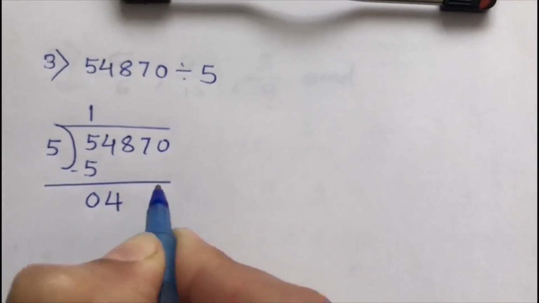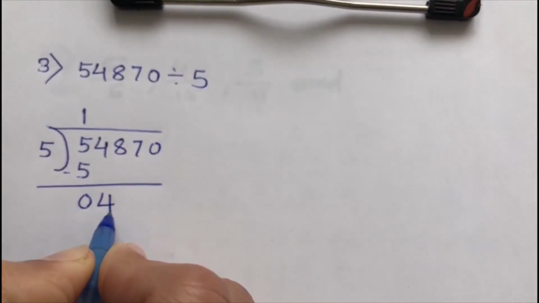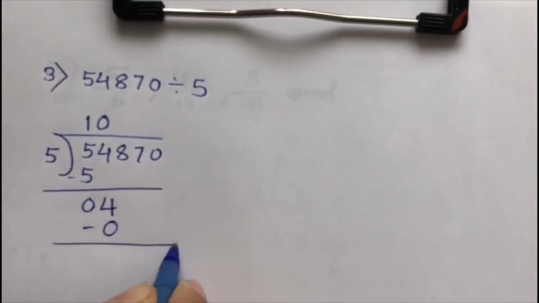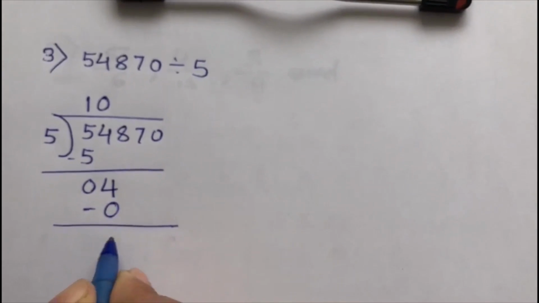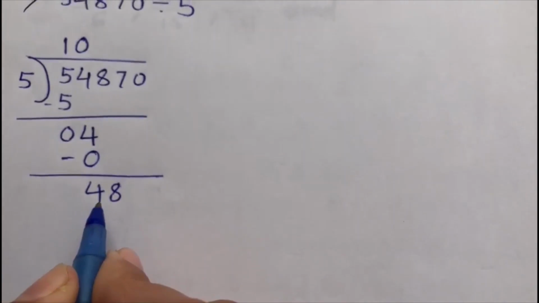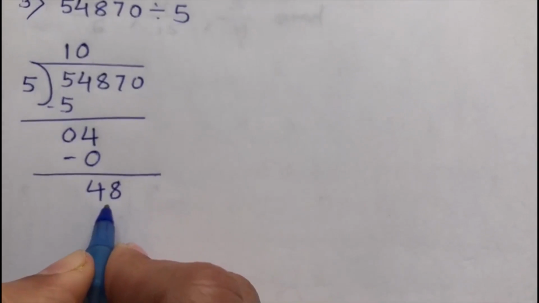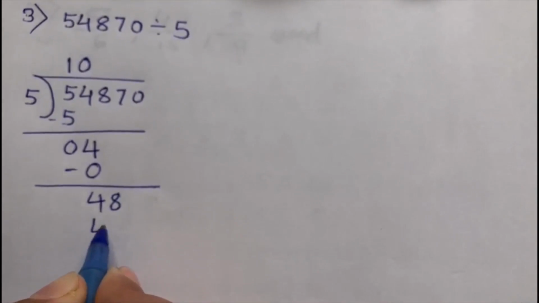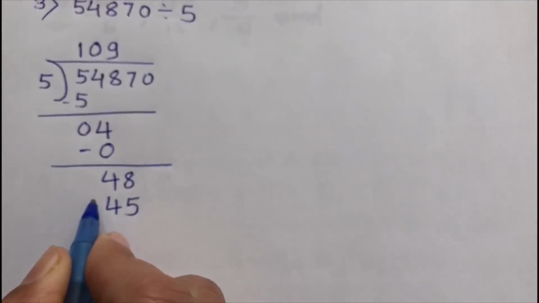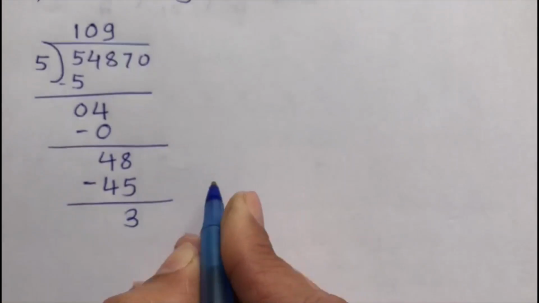Take this 4 down, and in the multiplication table of 5 there is no 4 and there is no number less than 4. So I write here 0, and when we minus 0 from 4 we get 4. Then take down this 8. So the number becomes 48, and in the multiplication table of 5 there is no 48, and the number which is less than 48 is 45, and it comes at 9 place. So 5 times 9 is 45. Subtract 45 from this 48 and we get 3.